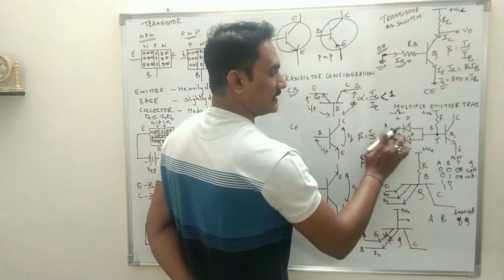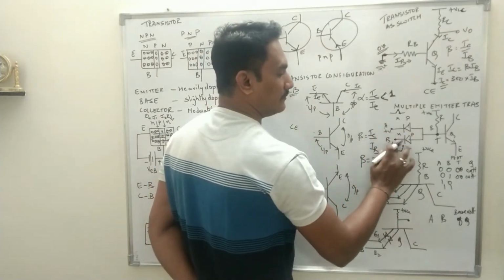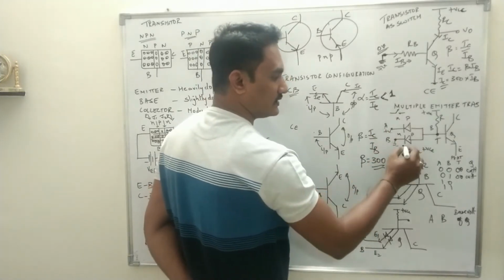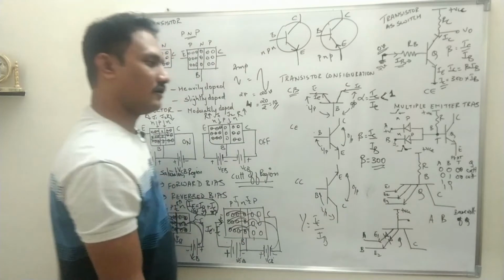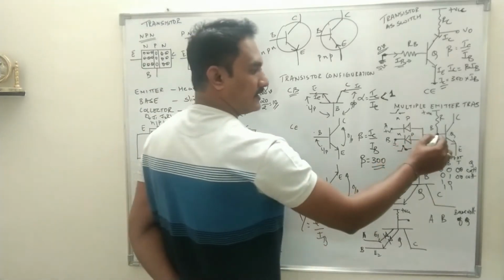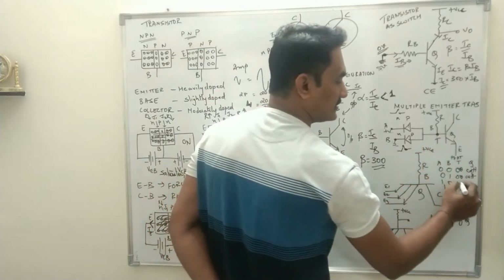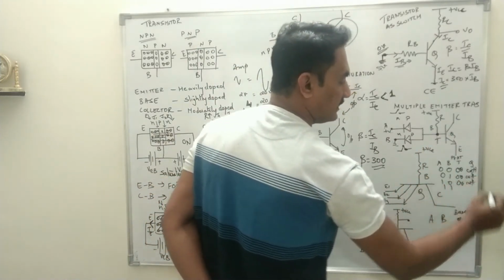Next, A 1, that means A is positive and B is ground. So this diode is reverse bias, an open switch. This diode is forward bias, an on switch. Point T gets connected to ground through the lower diode. That means potential at T will be still 0 volt. The transistor is in cutoff region.